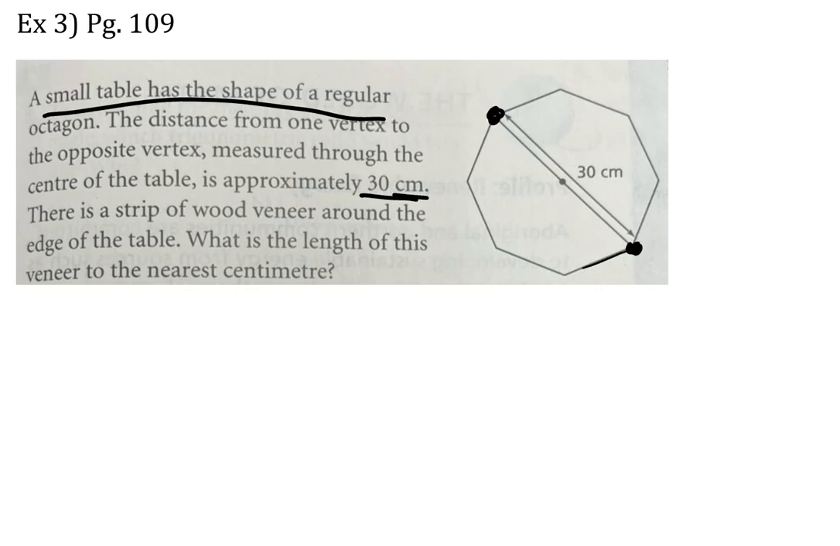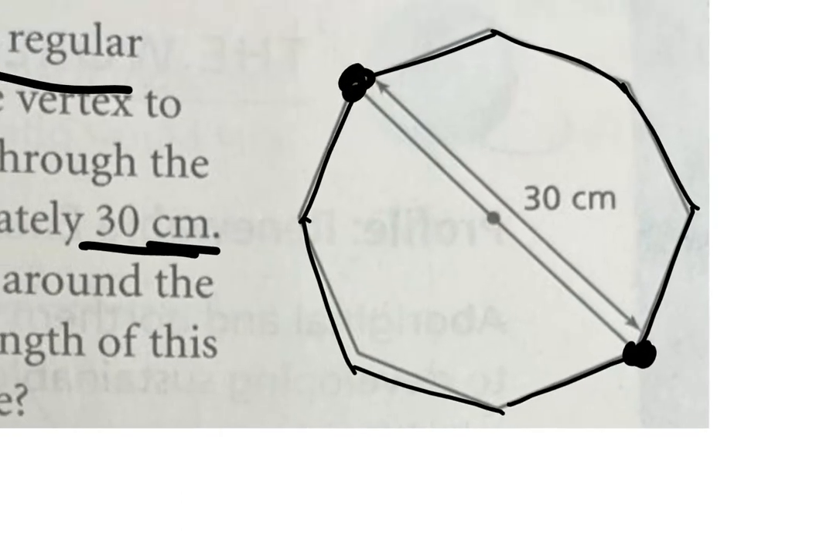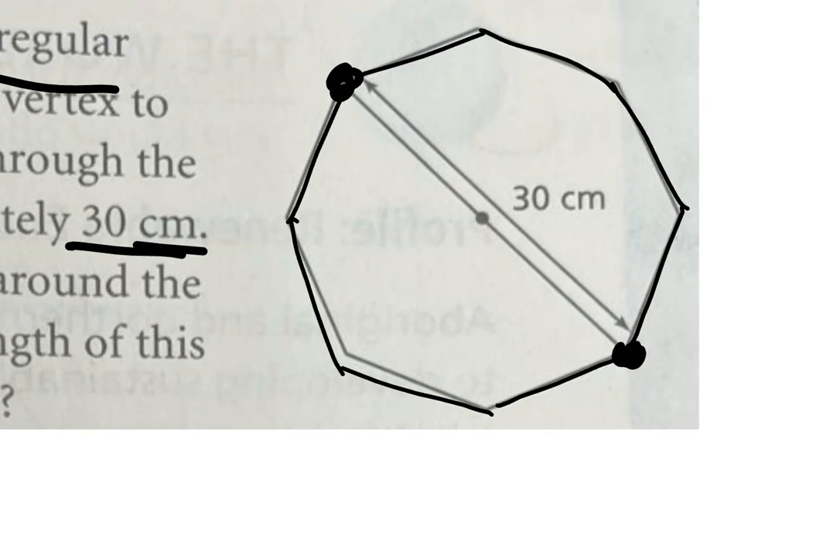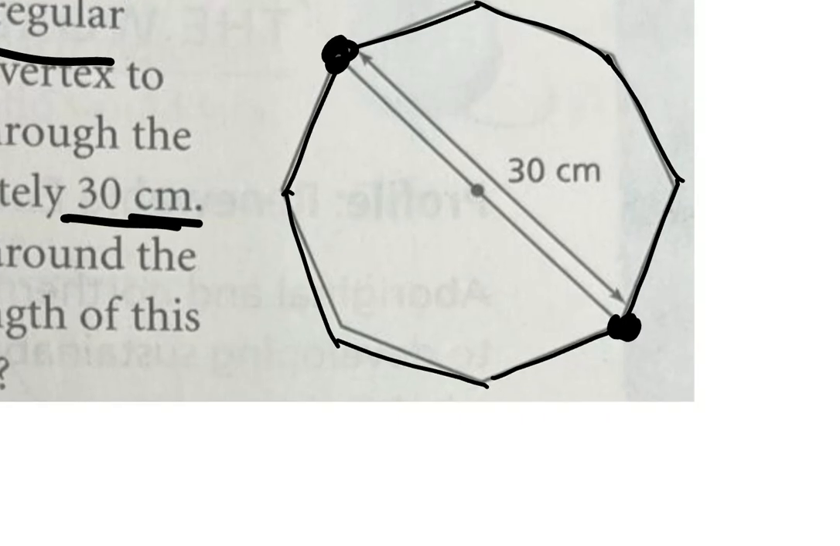So what it's asking us to do is calculate the perimeter. What are all of these sides? Now what we need to do is get really creative with how we draw our lines. If this whole thing right here is 30 centimeters, that means from the center to one of the vertices is going to be 15 centimeters. I can do that anywhere. I can also draw one right here, and I know that that is also going to be 15 centimeters.